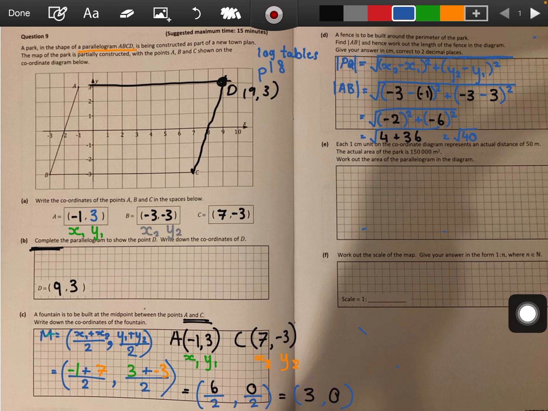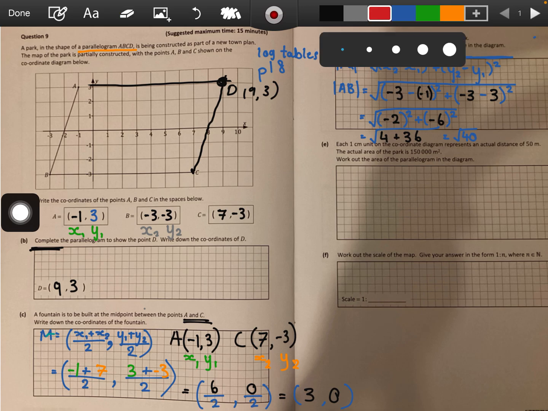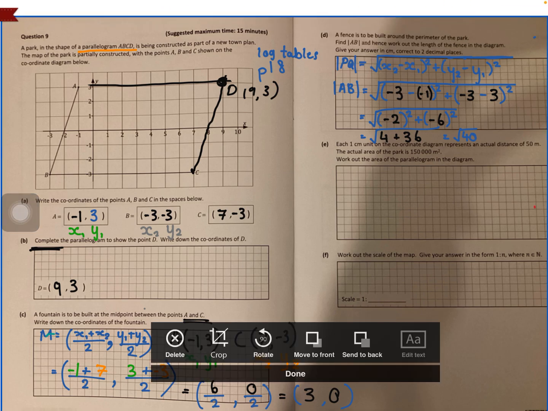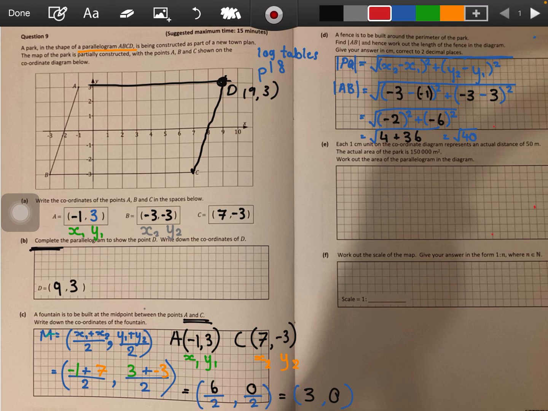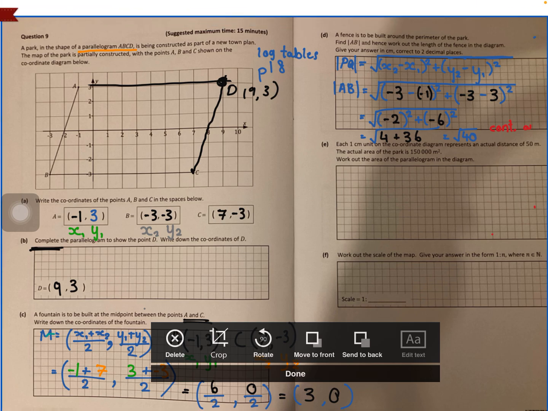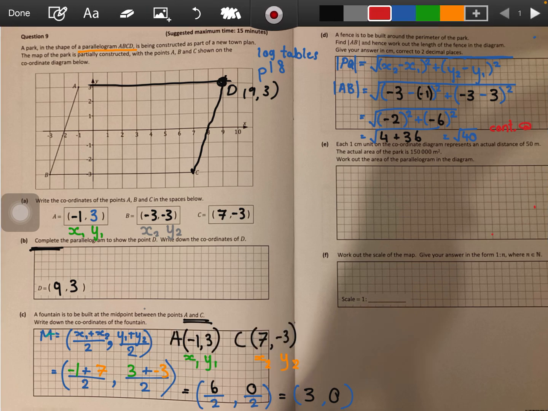Okay, so I'm going to just continue my work down here. I'm going to make a note that I'm doing that to the examiner. So I'm going to say continue on back page is where we'd usually continue our work. So continue at back. Okay, so this is question 9D, continued.